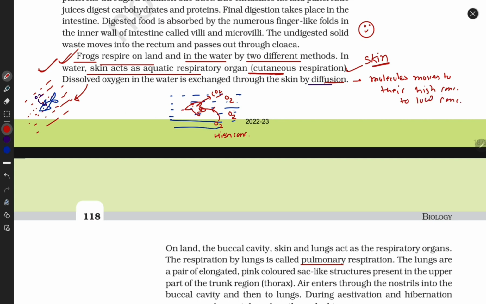In water there is high oxygen, and in the frog body there is less oxygen, so oxygen molecules move from high concentration to low concentration. And inside the body of the frog there is a huge amount of CO2, so CO2 moves outward, from high concentration to low concentration. This is the respiratory system of the frog in water.